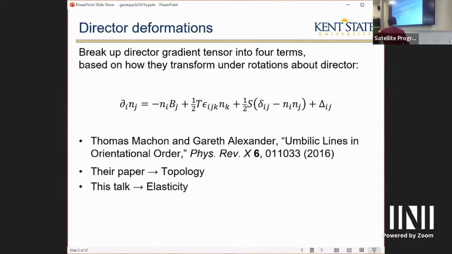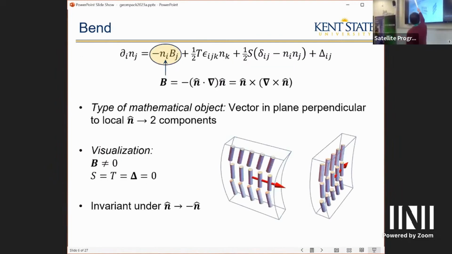They did it for a purpose of topology, but here I think that a great application of it is for elasticity theory, as I will show you. Okay, so let me explain. The first mode here, so this is a 3 by 3. It could in principle have 9 components, but because n is a unit vector, there are 3 constraints on it. So we're down to 6 components that we need to account for.